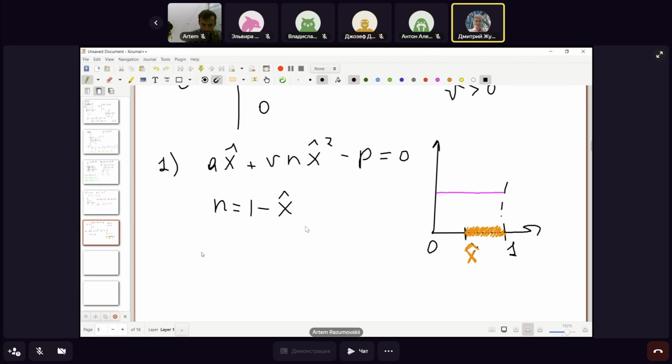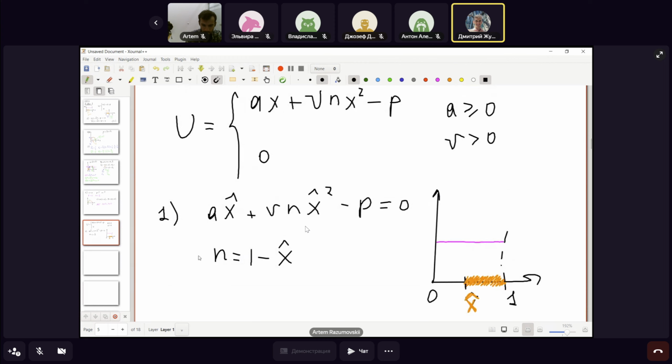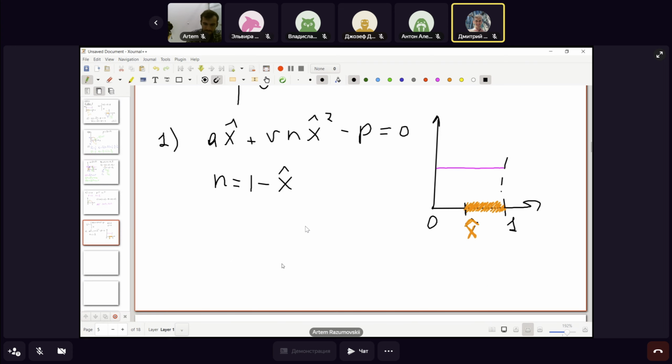Sorry, why do we say that utility is higher when x is bigger? It's a parabola, so for some x's the utility will decrease, no? Yes, but there is the minimum of this parabola. Ah, okay, it's on the negative side. Yes, you're right. Yeah, it's a bit advanced here to talk about the fraction, but okay.